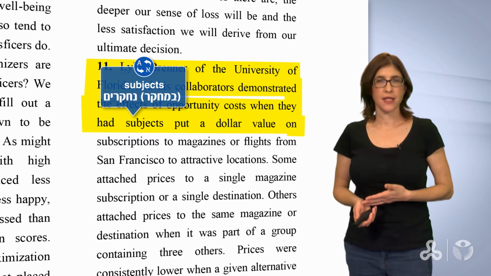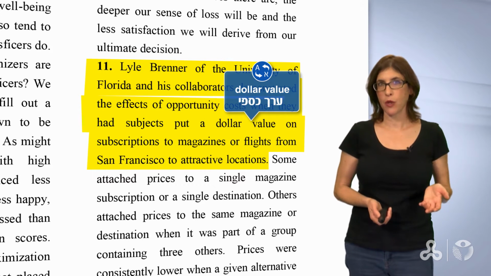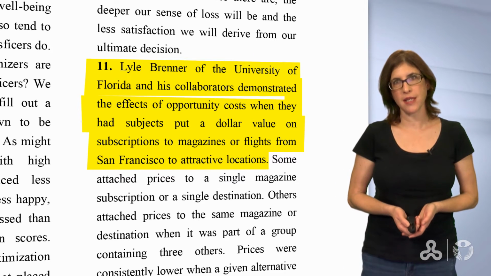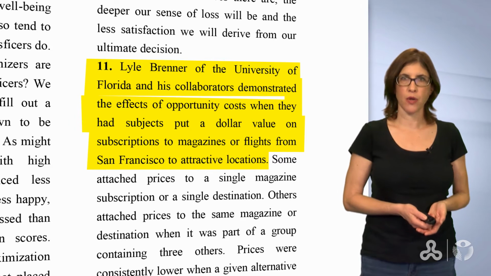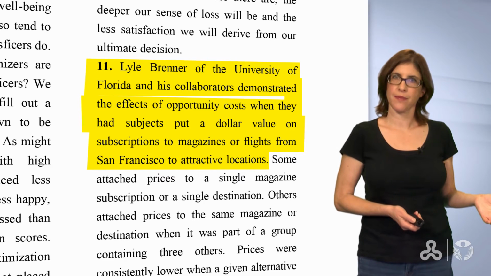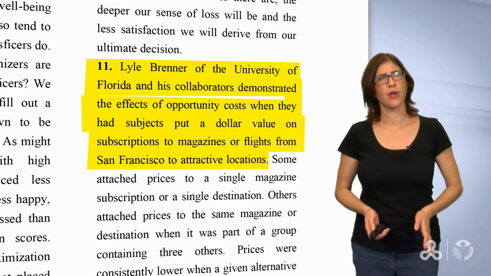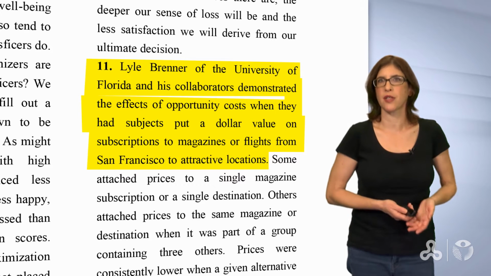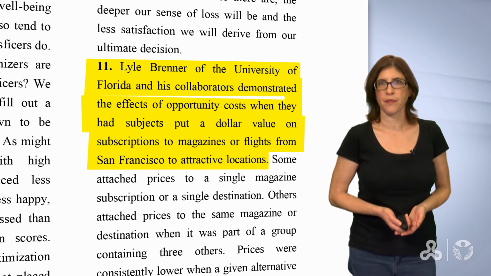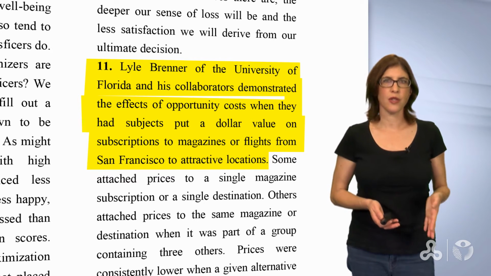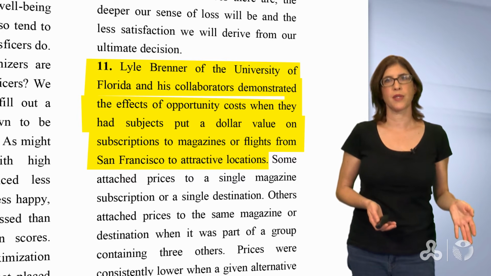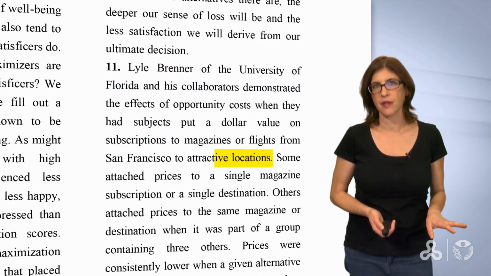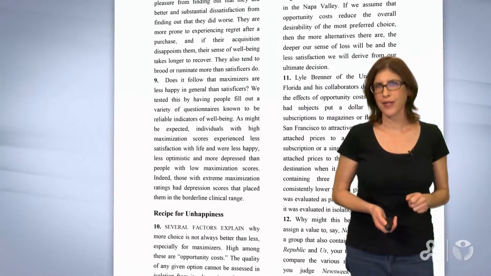They had subjects put a dollar value on subscriptions to magazines or flights from San Francisco to attractive locations. Brenner and his colleagues also divided the subjects into two groups, and they saw that the two groups reacted differently. I wonder what they found.